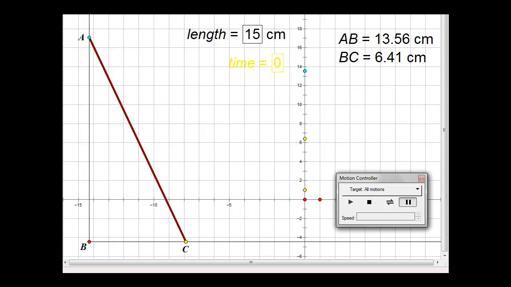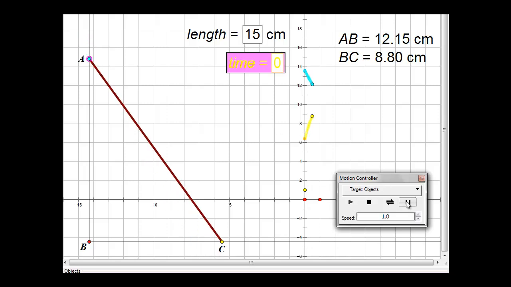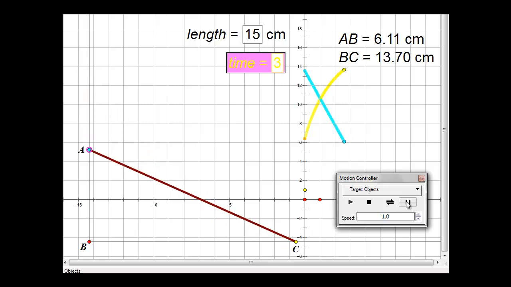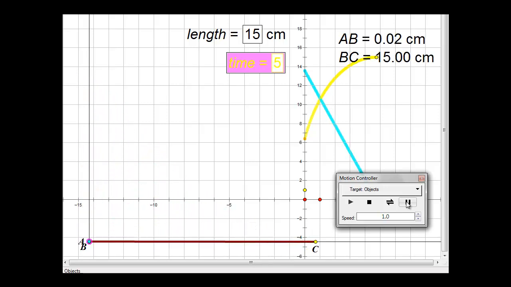So we will go ahead and animate this motion, and we'll trace out what the behavior looks like. Okay, and we will see here. We'll stop this in just a moment.